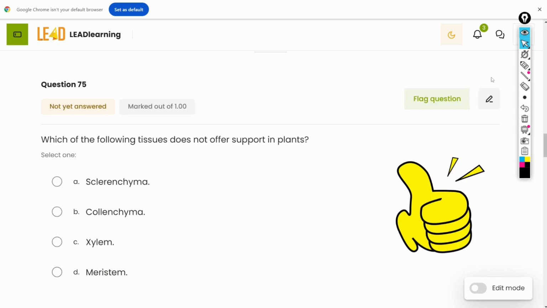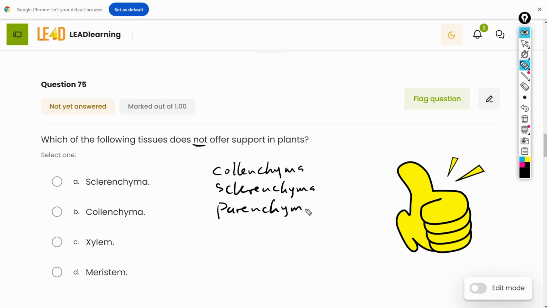Question 75. Which of the following does not offer support in plants? There are 4 basic supporting tissues in plants: collenchyma, sclerenchyma, parenchyma, and xylem vessel.